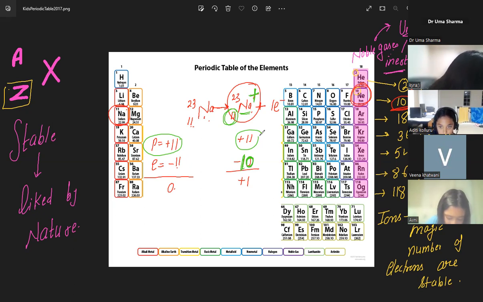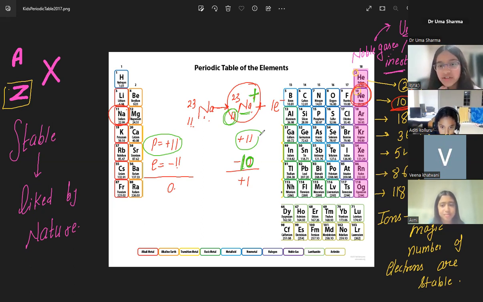Aditi, protons are not changing, am I right? So because protons are not changing, I didn't change the symbol. It's like now it's like neon, but I'm not writing it as neon. I'm still writing sodium. Avni, you are slightly troubled. Is everything okay? Okay, good.